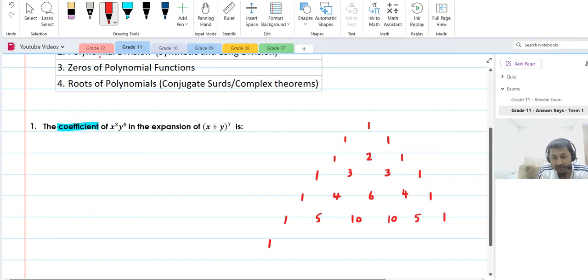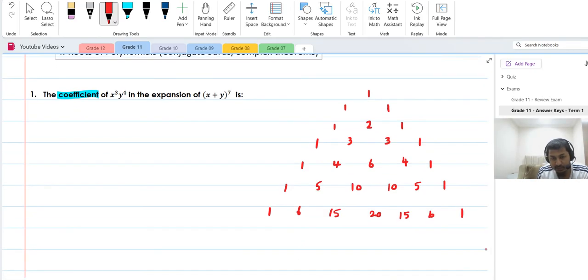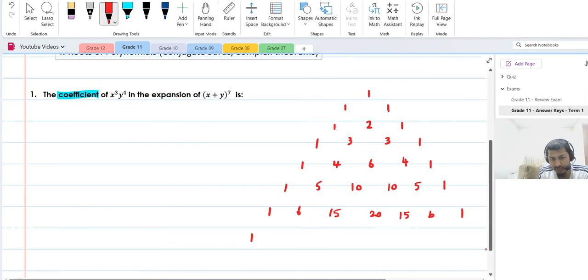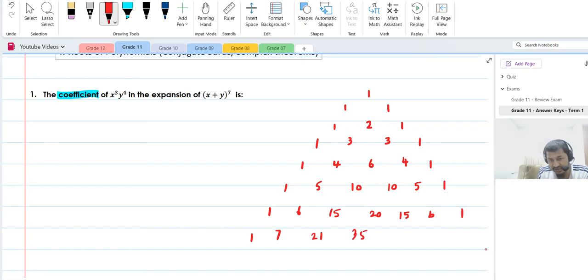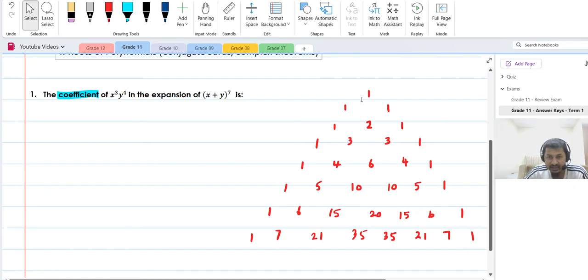Expanding 1. Remember, this is x plus y to the power 0, to the power 1, 2, 3, 4, 5. We need 7 rows, about 8 rows. 1 plus 5 is 6. That's 15. That's 20. 10 plus 5 is 15. That is 6, and that's 1. Expanding one more row should solve the problem. 1 plus 6 is 7. That's 21. That's 35. We're just adding, and so on. 15 plus 6 is 21. 7, and then we have a 1. So we have this Pascal's triangle.